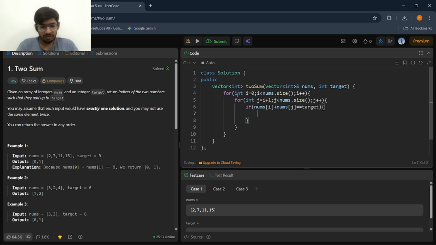curly bracket, return curly bracket i and j. Return curly brackets.